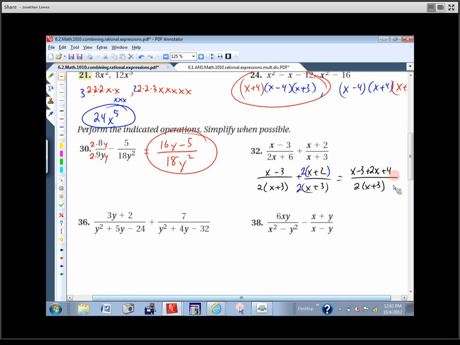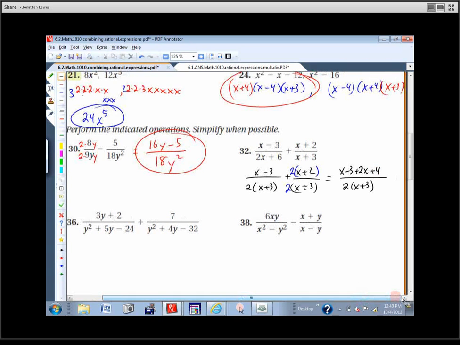So what would be the best way to write that? Simplify. I'm going to add those together. That's going to give me a 4x. I'm going to combine those. That's going to give me a 1. And the denominator is still 2 and x plus 3. Oh, 3x. Thanks. 3x. Put these together, 3x. Put those together, you get a plus 1.